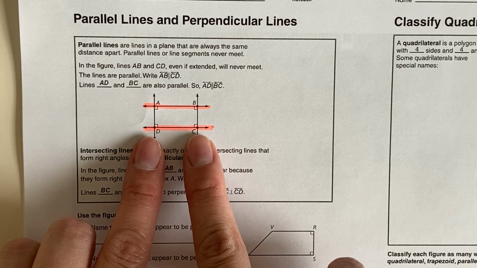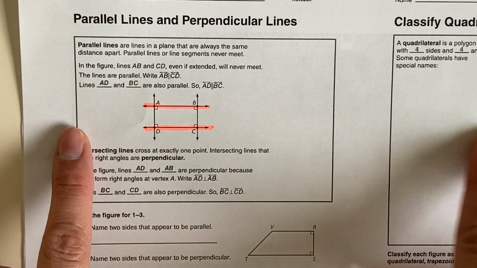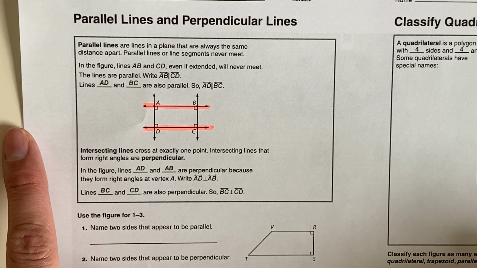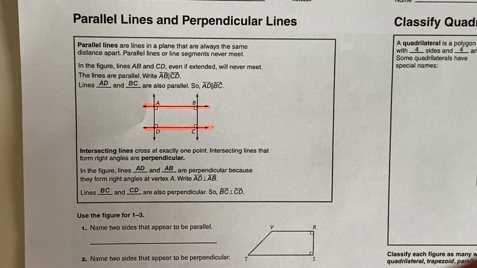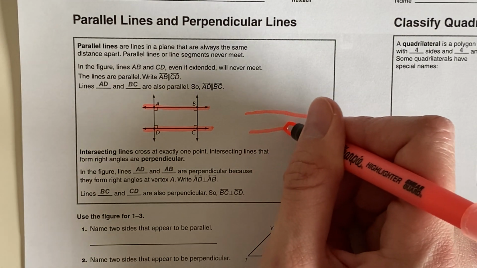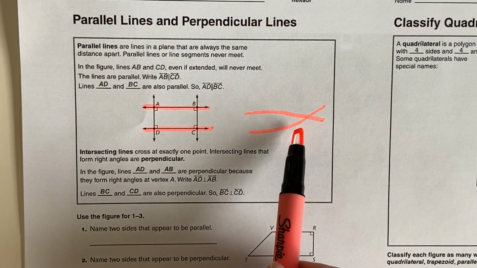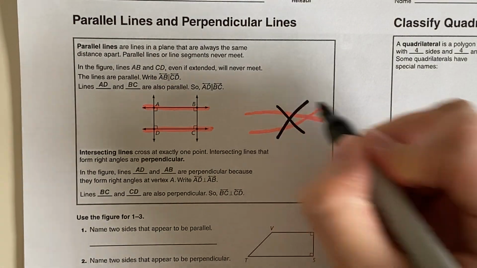Lines are never ending. They're going to keep going off this piece of paper in the same direction. So even if they keep going, because they are parallel, they will never dip down or dip up and cross. They're parallel lines. They won't do that. Okay? Let's mark that out so you know. Parallel lines will not cross.